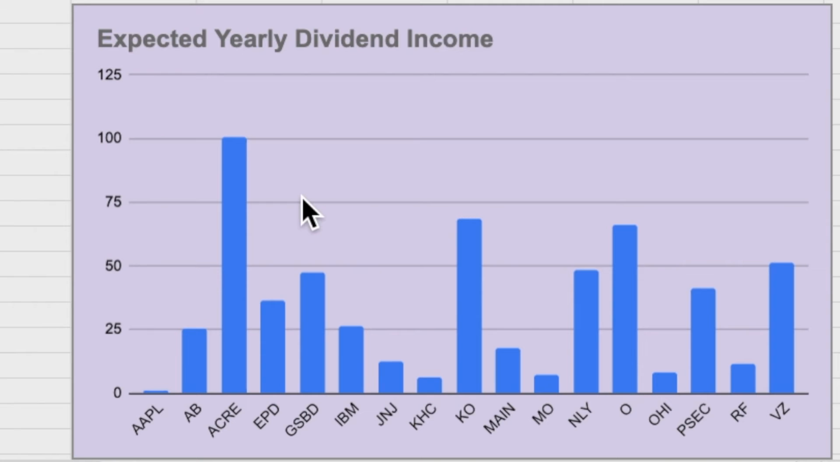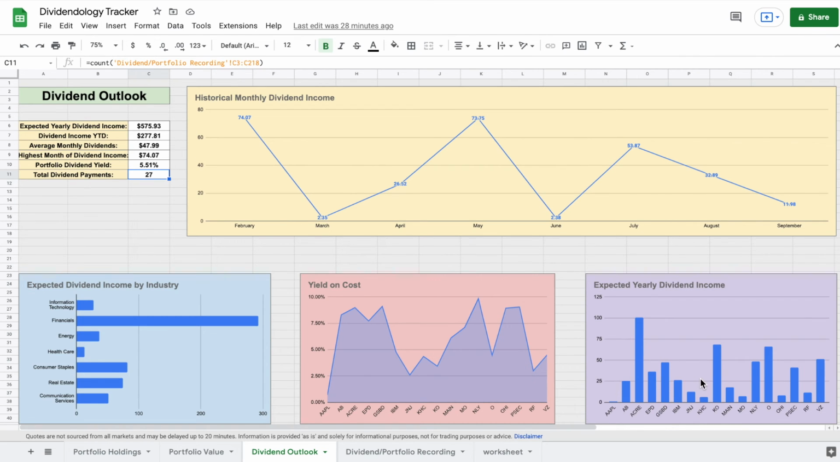My largest provider of dividend income is stock ticker ACRE. And you can see here it's providing about $100 worth of dividend income. Then I have Coca-Cola over here. It's almost at $75. I have O, which is Realty Income Corporation, which is also at almost $75. I have Verizon at about $50. And then I have Goldman Sachs Business Development Corporation at about $50 as well. Then I have a lot of other stocks that are right at about $25 or just a little bit below.